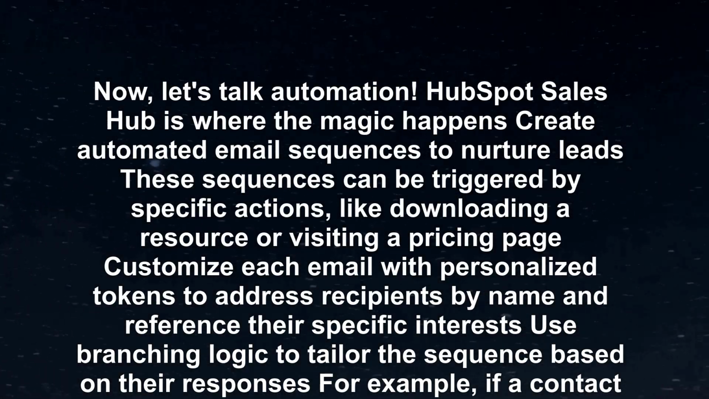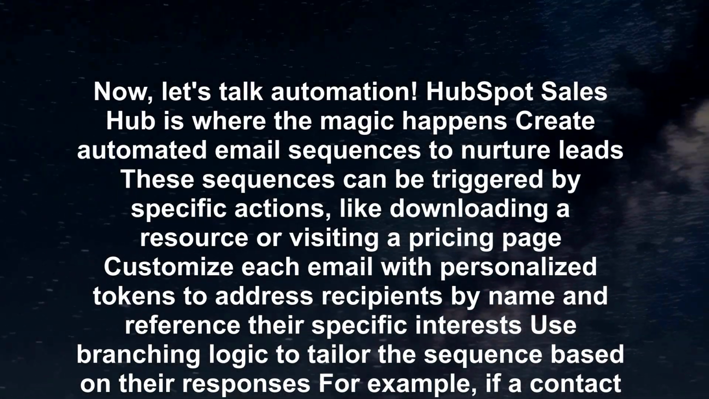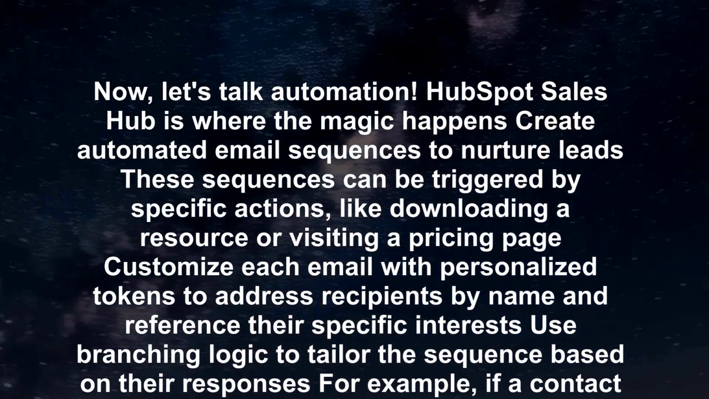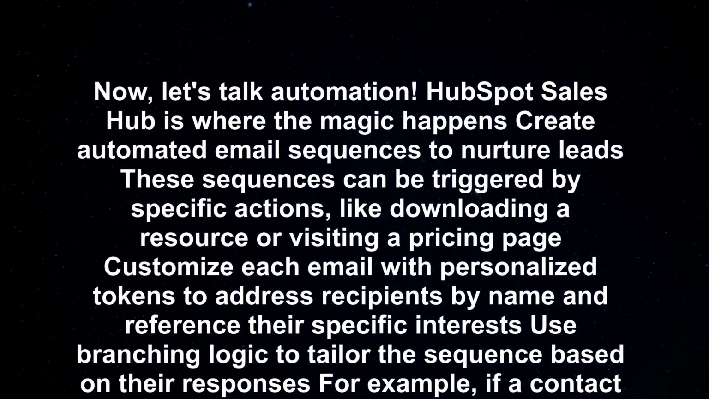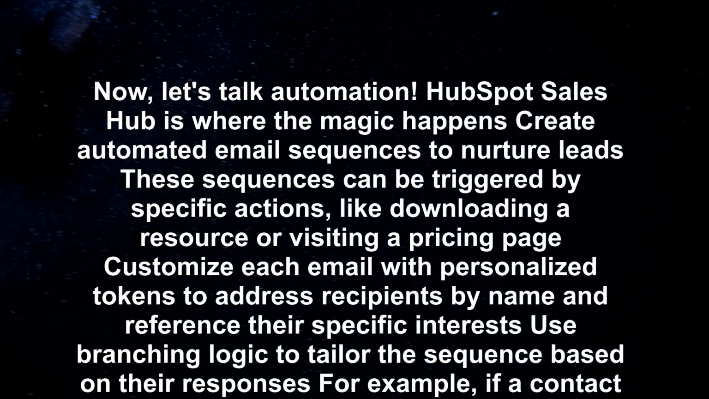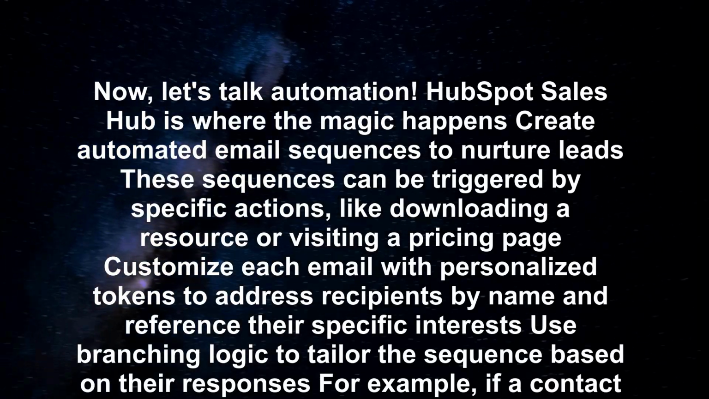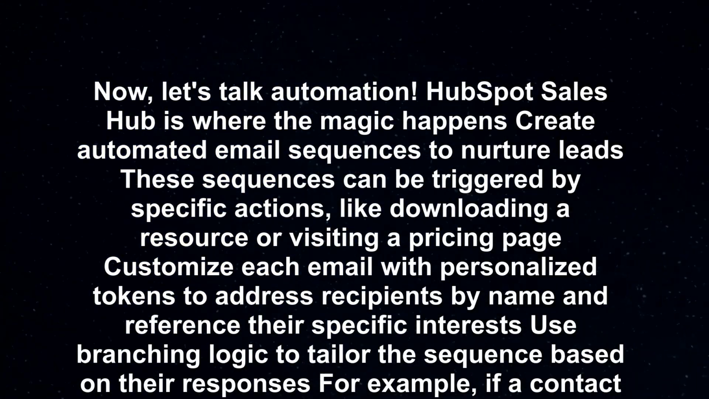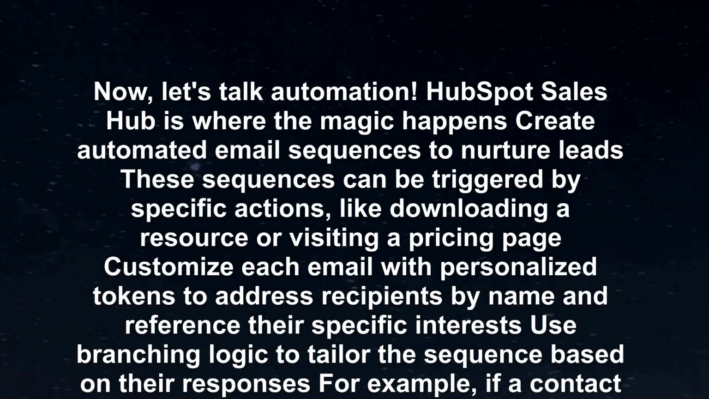Customize each email with personalized tokens to address recipients by name and reference their specific interests. Use branching logic to tailor the sequence based on their responses. For example, if a contact replies positively to the first email, trigger a task for a sales rep to follow up with a phone call.